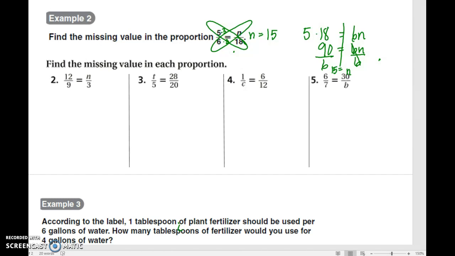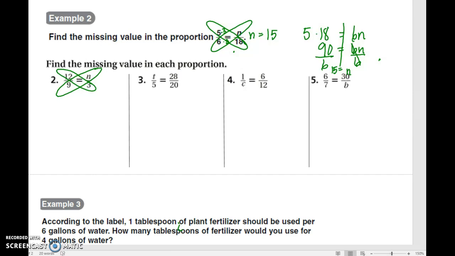Okay? So let's come down here and we're going to do cross products. So we're going to do 12 times 3 and n times 9. And before we do that, can we simplify? Yes. Okay. 12 times 9.